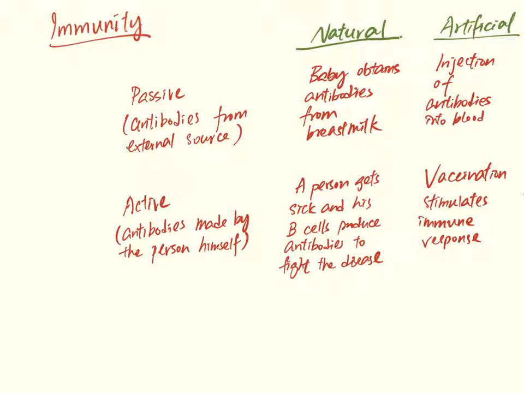One way of achieving active immunity in an artificial way is to do vaccination. In vaccination, the immune response is carried out by the person himself. They produce antibodies themselves, but this is an artificial process. It doesn't happen naturally.